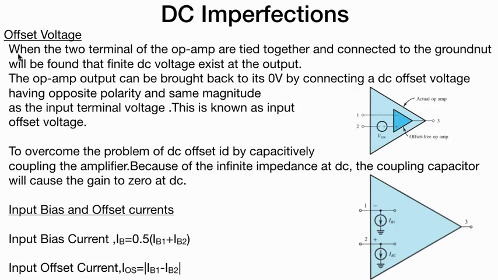Okay. To overcome this problem, a DC offset can be removed by capacitively coupling the amplifier. You can also add a capacitor to remove the DC. There is infinite impedance at DC. The coupling capacitor will cause the gain to be 0 at DC.